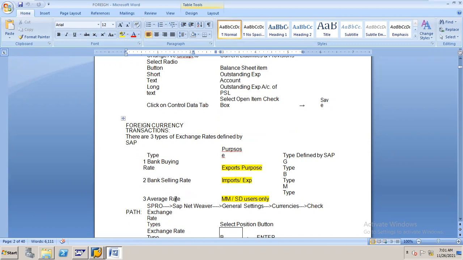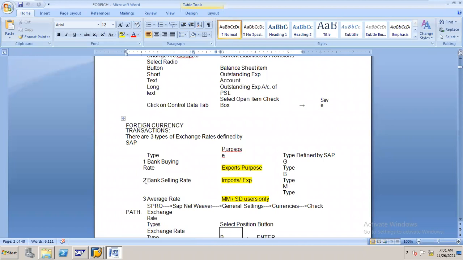Average rate is what we normally use. There are so many fluctuations in the foreign currency, so normally we take the average rate: bank buying plus bank selling, divided by two. Suppose you paid 72 rupees, but at the month ending, maybe it is 75 or 70 rupees. If it is loss or profit, we have to evaluate at the month ending and charge it to the P&L account. That is the reason we normally use average rate.